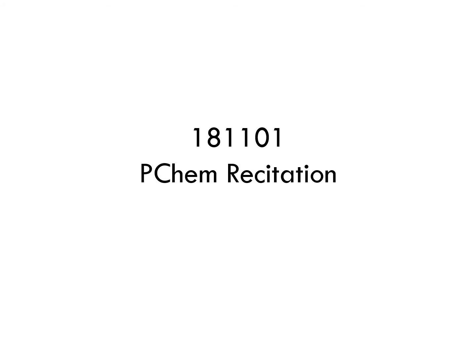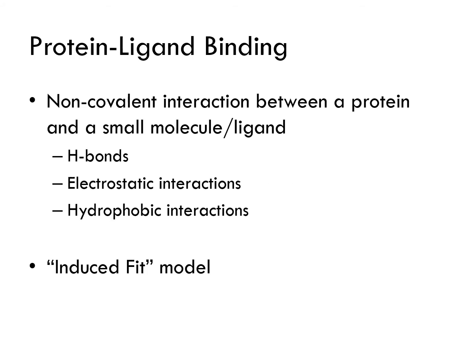What we're going to be talking about today is kinetics. So let's go ahead and jump right in. Most of the time that we're going to be talking about kinetics, we're going to be talking about proteins and ligands and how they bind, especially in biochemistry. Remember that this binding can happen with a non-covalent interaction between a protein and a small molecule, also called a ligand. And these can be induced by hydrogen bonds, electrostatic interactions, hydrophobic interactions, or other things like that.